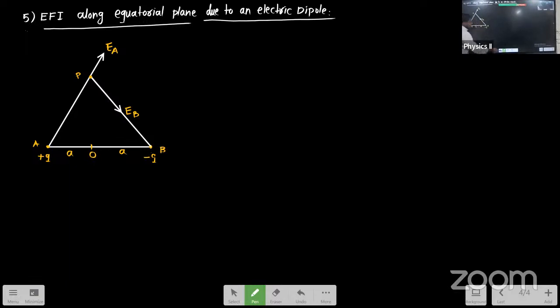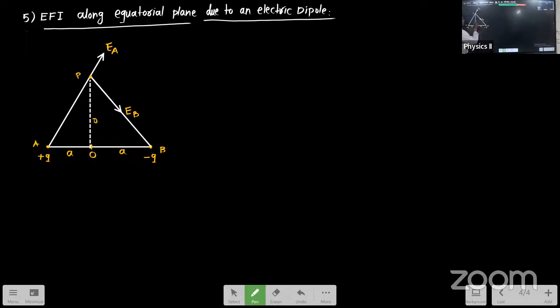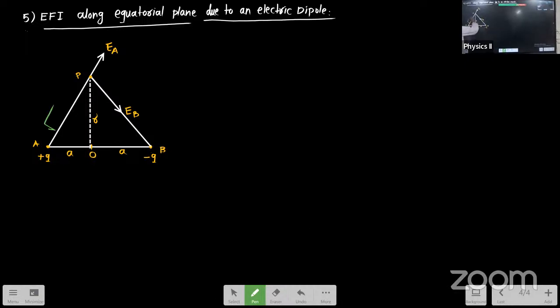Now from point P to O, I am drawing one line. Let this height be R. Now I hope everyone knows the Pythagoras theorem. If this adjacent side is A and this side is R, what will be this side? This side will become under root A square plus R square. Similarly, this side will also be under root A square plus R square. Here the angle is theta, and here also the angle is theta.